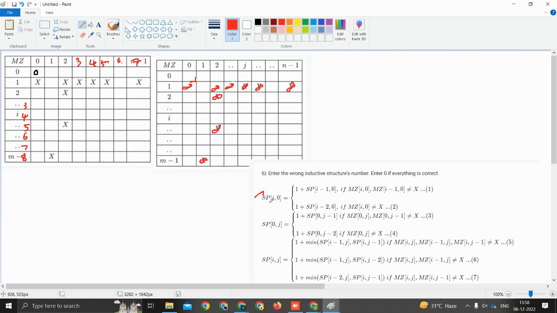So let's take the first option. For SP of i comma 0, what is this? i is a variable and 0 is a constant, which means it's in the first column. So if you are in the first column, what is this, i minus 1 comma 0? No, first column... this is the first row. I'm sorry.